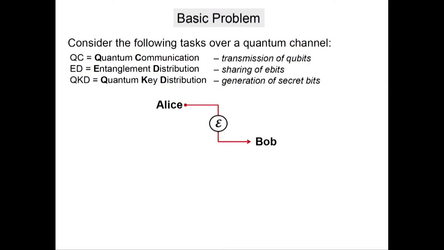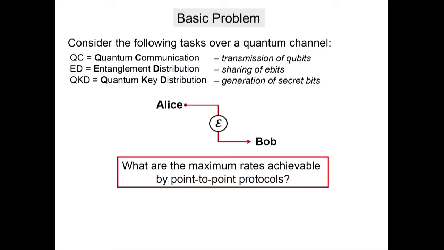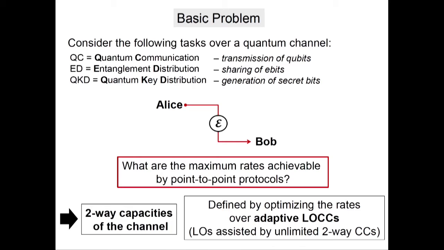Let me start from a very basic question: if we consider an arbitrary task that can be implemented over a quantum channel, which can be, for example, the transmission of qubits, entanglement distribution, or quantum key distribution, we ask what are the optimal rates that can be achieved by point-to-point protocols designed for this task. These are the two-way capacities of the channel, which are usually defined after optimization over adaptive local operation and classical communication. This means local operation assisted by two-way forward and feedback unlimited classical communication.